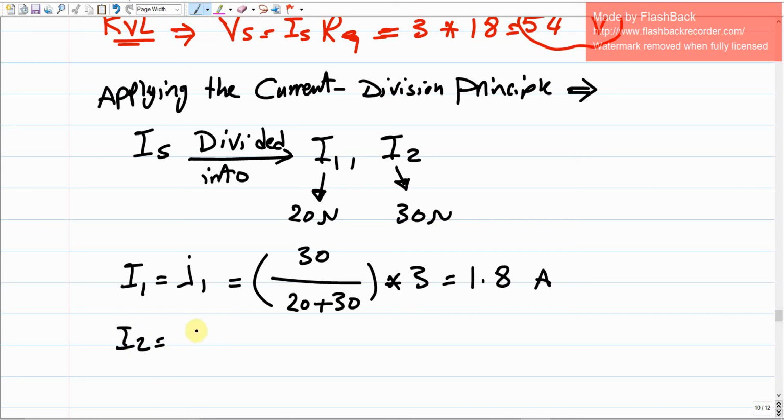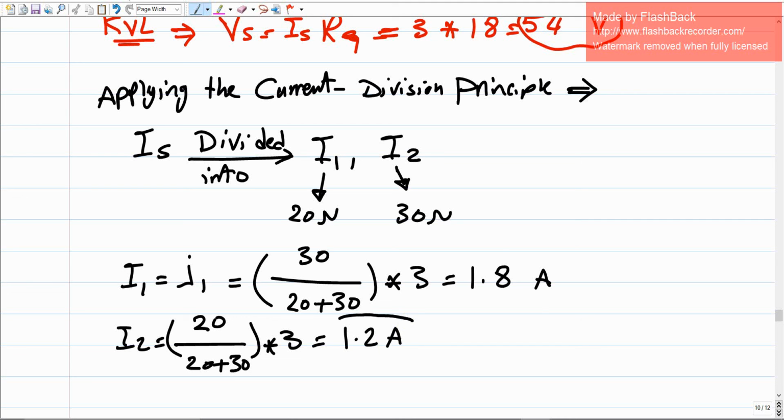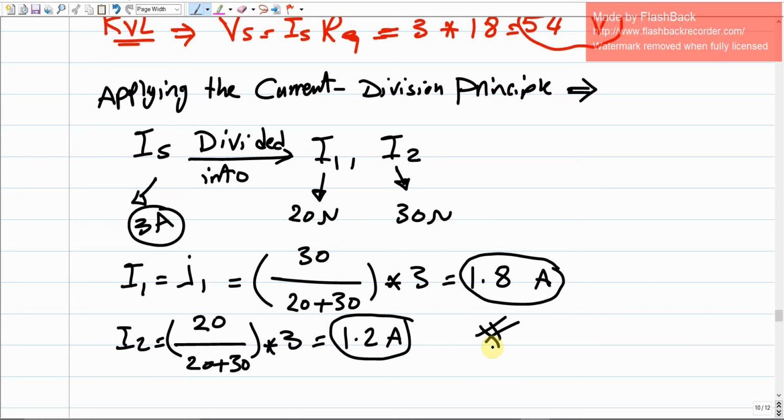I2 is going to be the same. It's going to be the other resistance, which is the 20, divided by 20 plus 30. This should be multiplied times the total current, which is 3. So this is going to give us 1.2 ampere. And as you can see, the sum of these two currents, according to Kirchhoff's current law, should equal the total current, which is 3 ampere. Make sense? And that's it for this example.